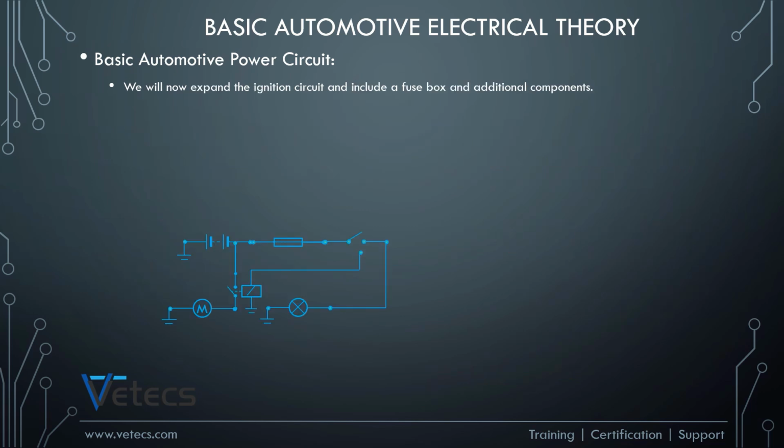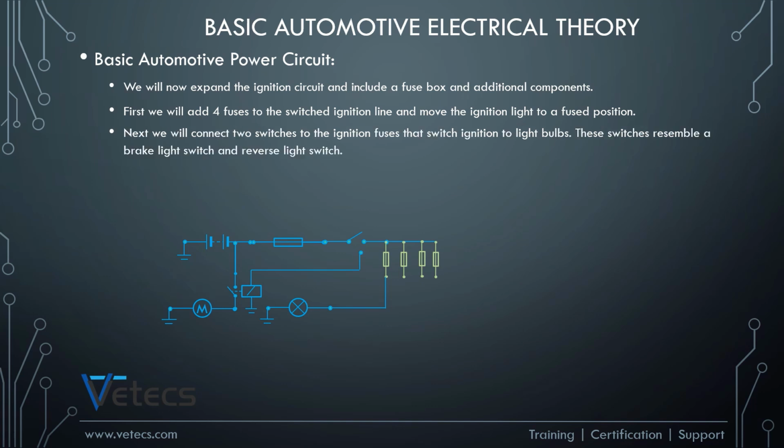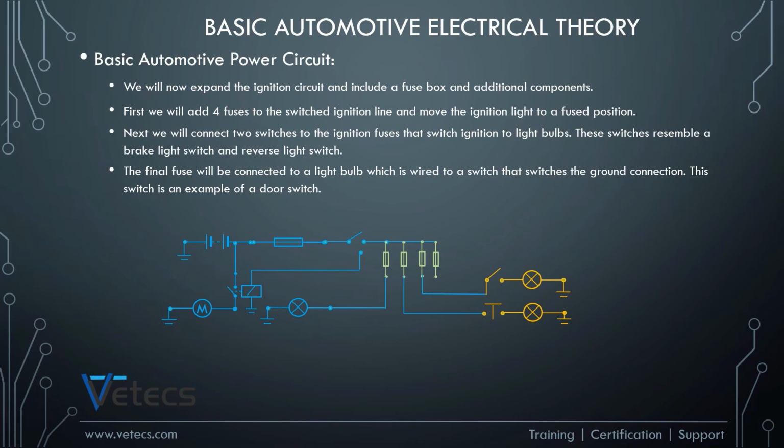We will now expand the ignition circuit and include a fuse box and additional components. First, we will add 4 fuses to the switched ignition line and move the ignition light to a fused position. Next, we will connect 2 switches to the ignition fuses that switch ignition to light bulbs. These switches resemble a brake light switch and reverse light switch.